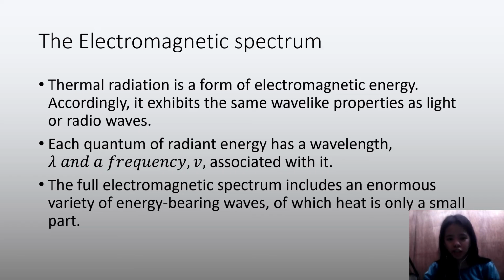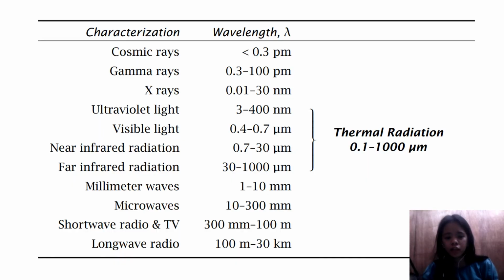So, electromagnetic spectrum. Thermal radiation is a form of electromagnetic energy. Accordingly, it exhibits the same wave-like properties as light or radio waves. Each quantum of radiant energy has a wavelength lambda and a frequency nu associated with it. The full electromagnetic spectrum includes an enormous variety of energy-bearing waves, of which heat is only a small part. So these are the other different types of electromagnetic energy, and thermal energy is shown by its wavelength.